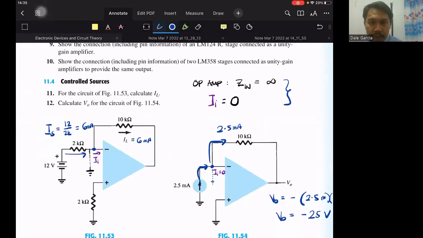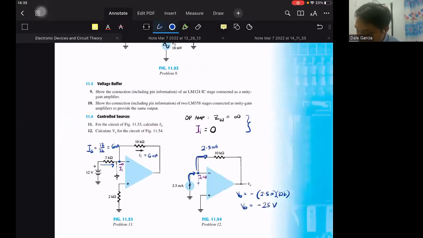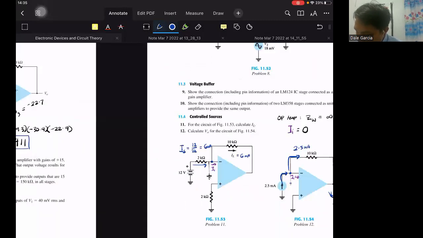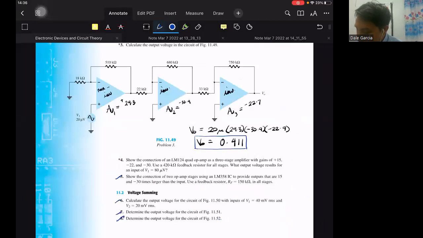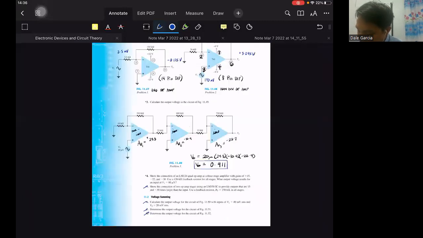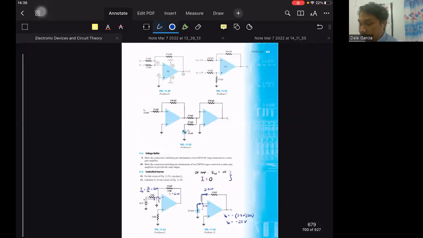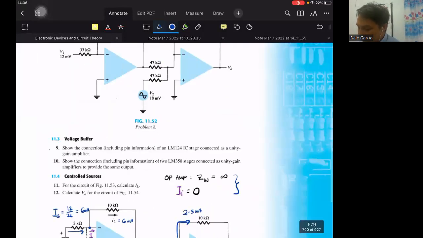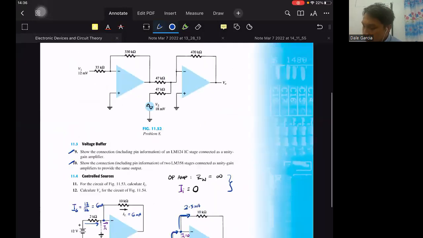Okay. For problems 5 to 10, I have intentionally not solved them: 5, 6, 7, 8, 9, or 10. They are an assignment for you, to get some practice. We'll just follow what I did in the previous examples. Okay?